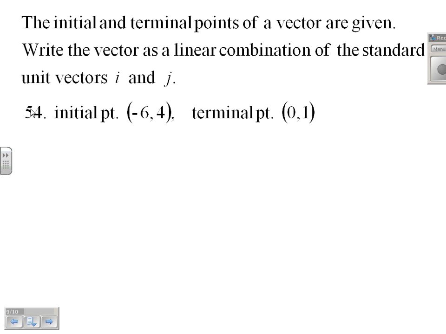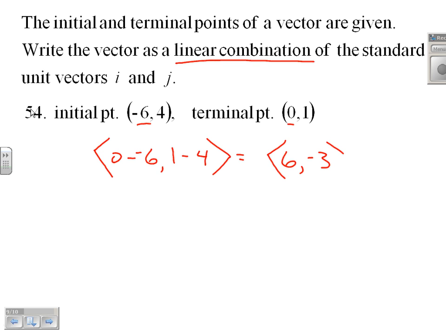Okay, then the initial and terminal points of a vector are given. Write the vector as a linear combination. That's the form we just got done wrapping up with of the standard unit vector. So I have a vector that starts me at -6 and slides me over to 0. Its components are: its x component 0 minus -6, its y component 1 minus 4. So that would be in this form, 6, -3.